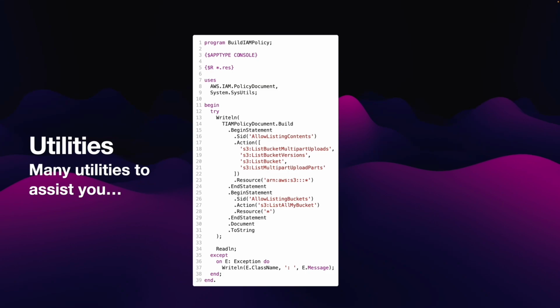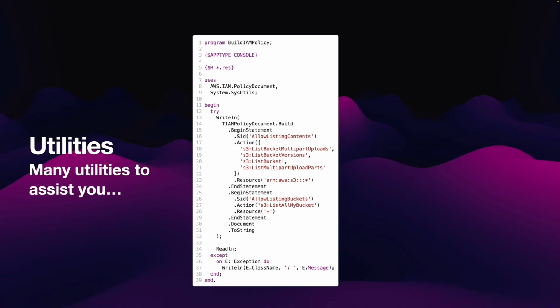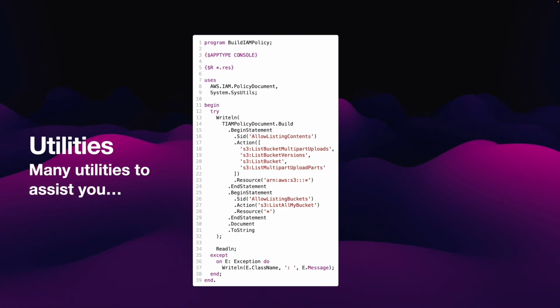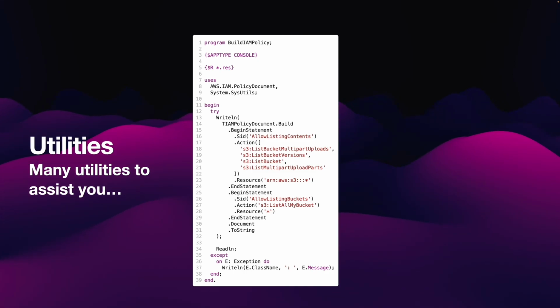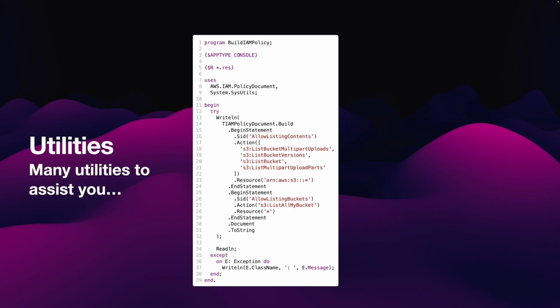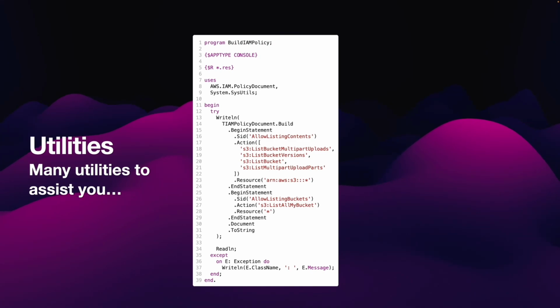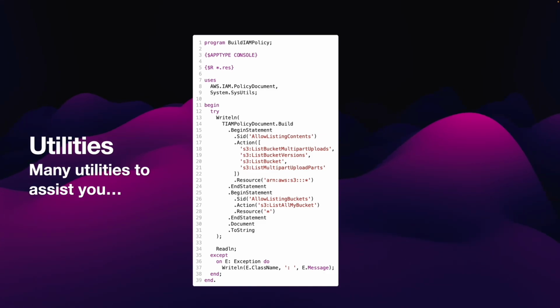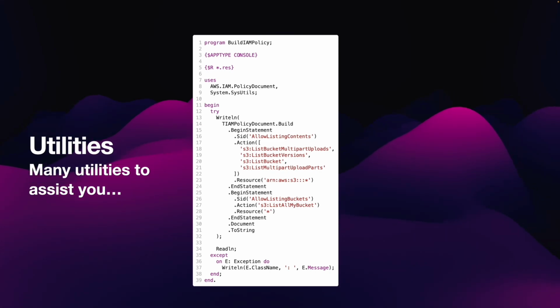So, utility classes that we provide. This is an example of a policy document model builder. With Amazon Web Services, you are almost certainly at some point going to be working with policy documents from the Identity and Access Management service. And what are policy documents? They are JSON documents that have a defined structure that allow you to define permissions and the scope of permissions for services and for users interacting with those services.